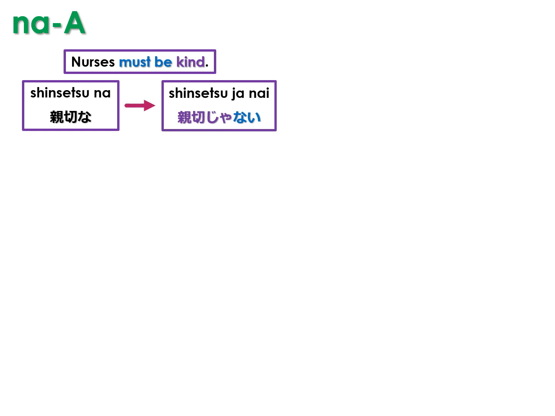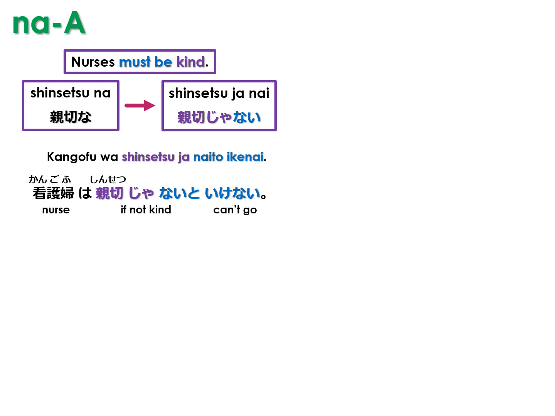Next example is a na-adjective, and the sentence, nurses must be kind. So if you're not a kind person, you shouldn't go into nursing. Now kind is shinsetsu na, and its nai form is shinsetsu janai. And just changing the nai part, I can say, kangofu wa shinsetsu janai to ikenai.